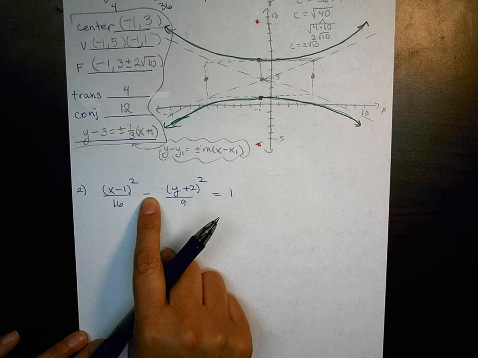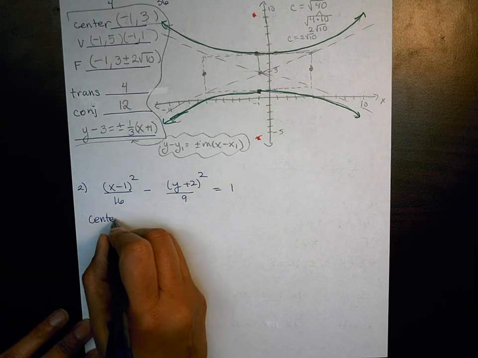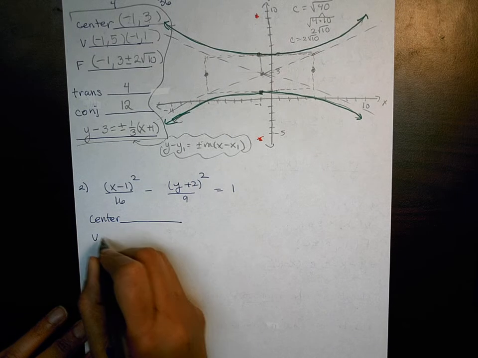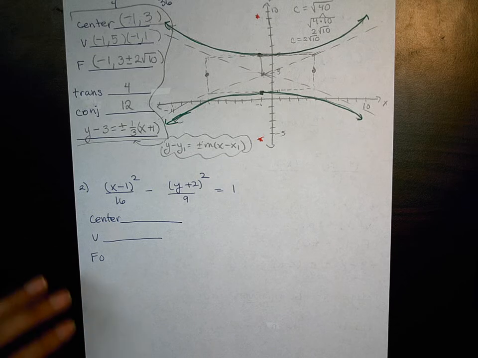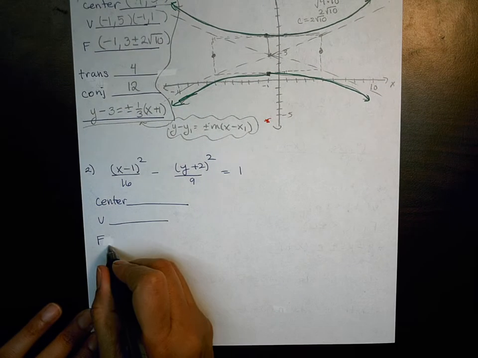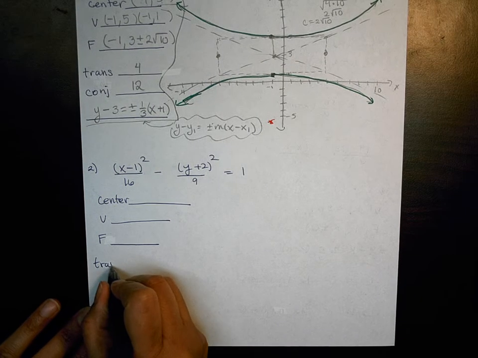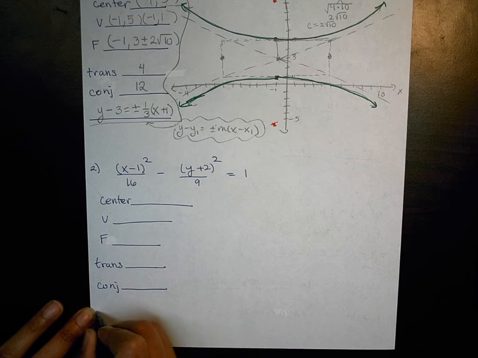Yes? Okay. Center, vertices, foci, length of the transverse axis, length of the conjugate axis, and the equation of the asymptotes.